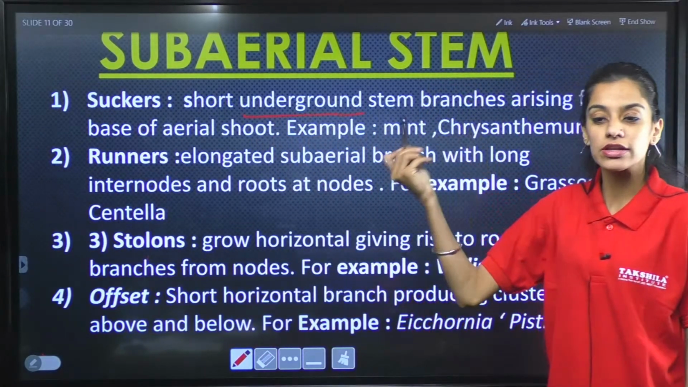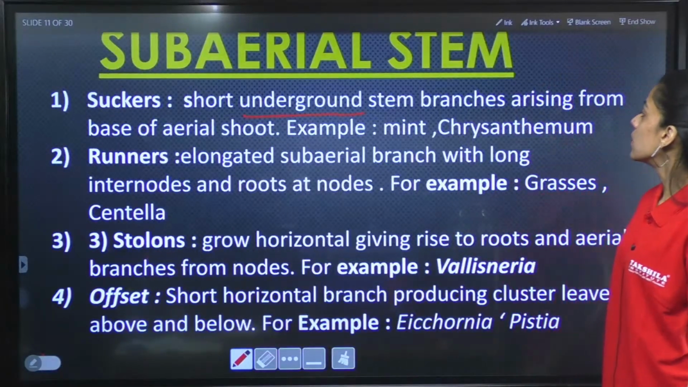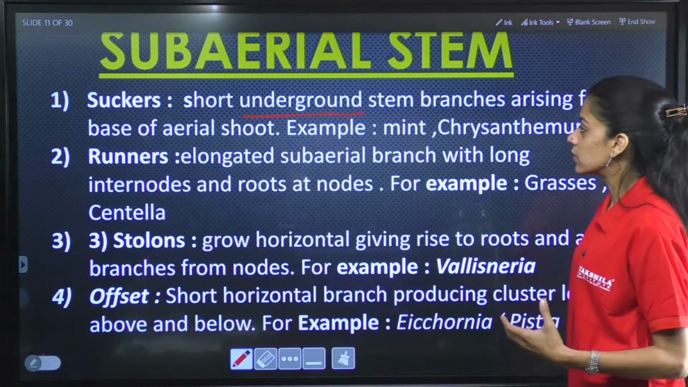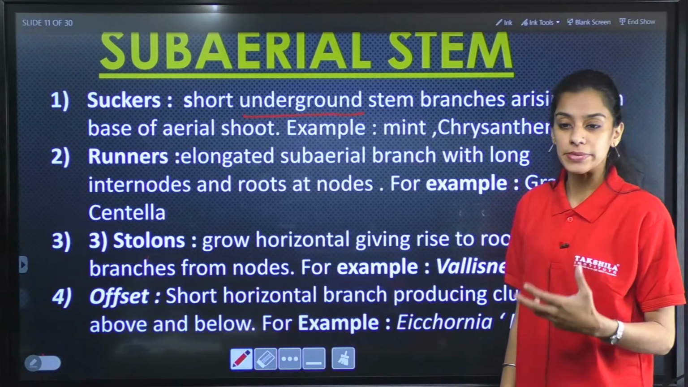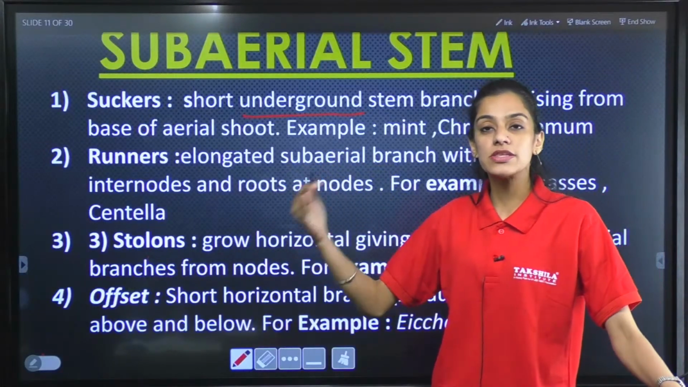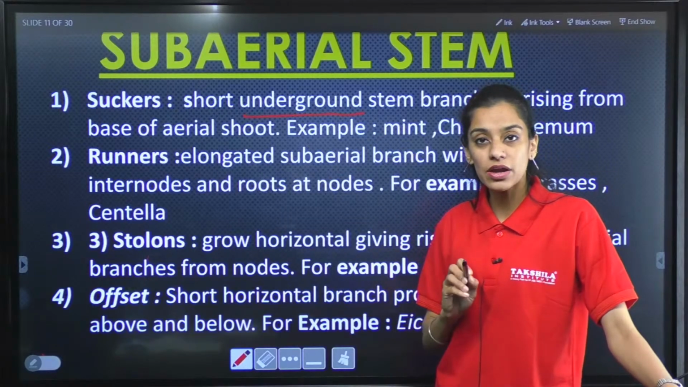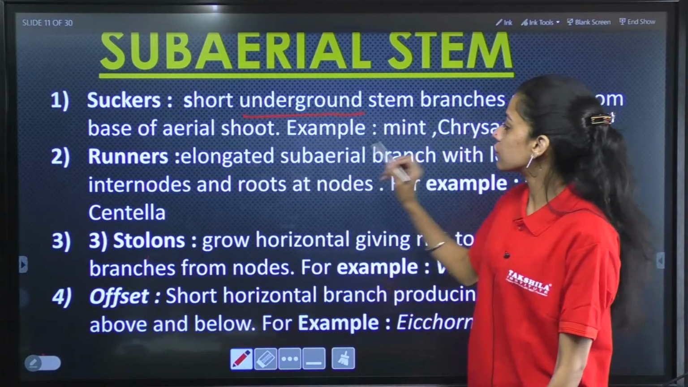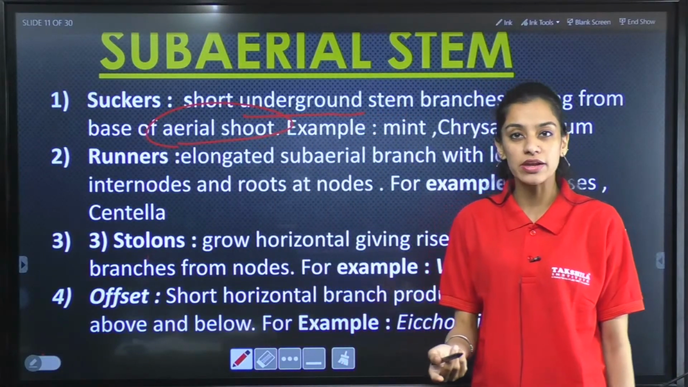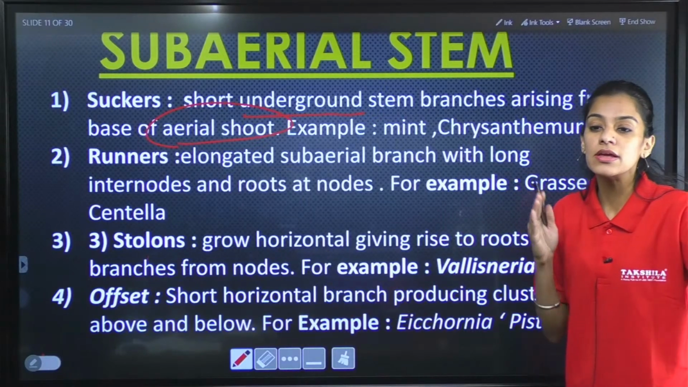So if we are dealing with the stem, that means it is going to be half in the underground, with branches that arise from the base of the aerial shoot. For example, you have the mint, right? We're going to discuss with the help of a diagram. We'll be seeing how it goes. So you have to remember that the suckers are the underground ones, which arise from the base of the aerial shoot. That will always be arising from the base of the aerial shoot. For example, mint, for example, chrysanthemum.